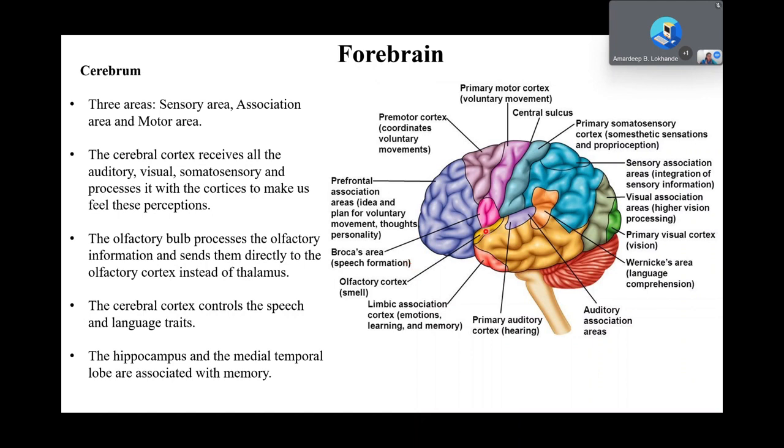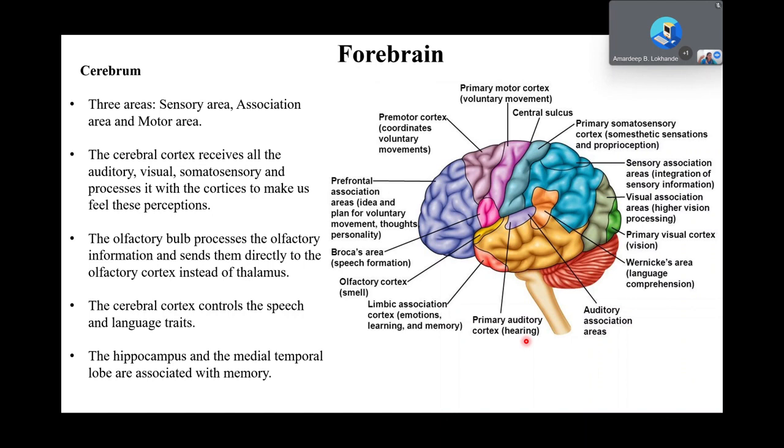Then you have the limbic association areas. Limbic means emotions, learning, memory. All these are taken care of in this area. Then you have the primary auditory cortex, which is what receives the auditory cues, and all these are the associated areas of the auditory cortex.